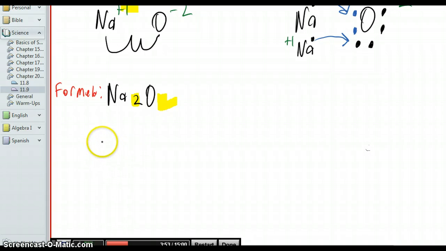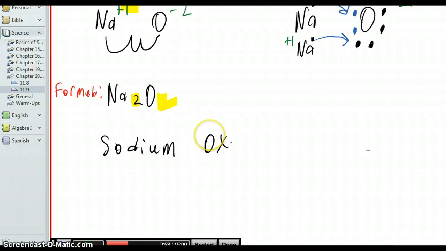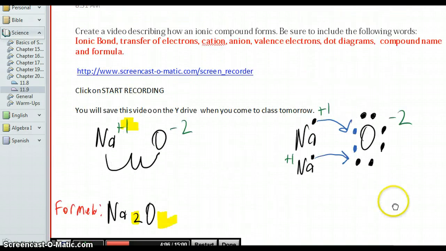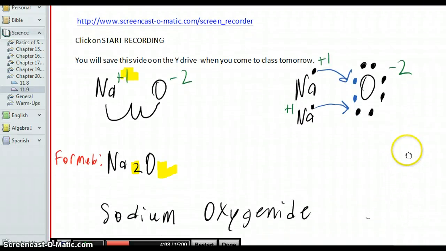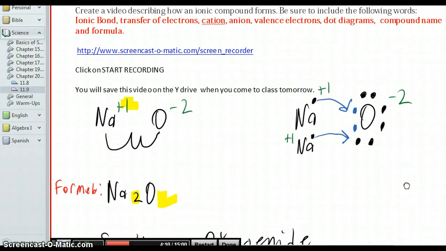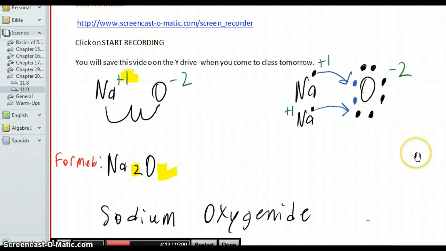And then the final thing is sodium oxide, I guess? I don't know. That might be right. Not really sure. But that's basically how you do it, so yeah.